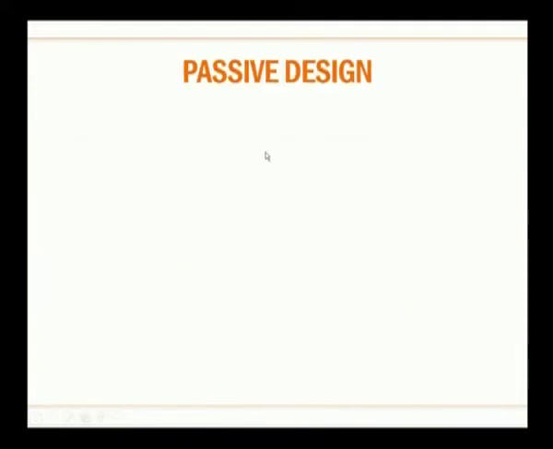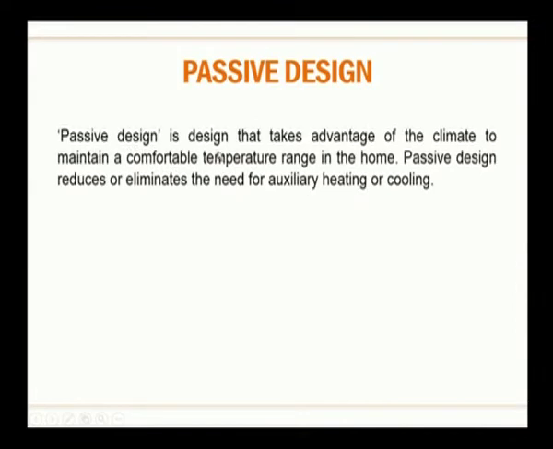So, passive design. Passive design is a design that takes advantage of the climate to maintain comfortable temperature range in the home. Passive design reduces or eliminates the need of auxiliary heating or cooling. So, before starting any type of design, we must understand the climate in which the project is going to take place and how the climate is going to contribute to the built environment, because humans can adapt and be comfortable only within certain range of temperature depending on their location and their cultural experiences.